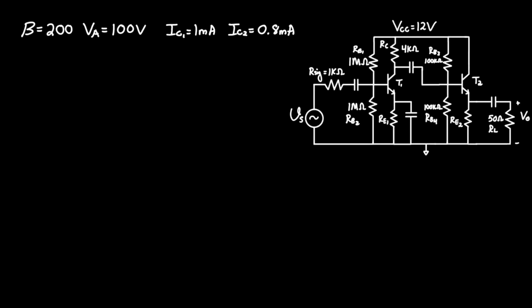Perform AC/DC analysis on this multi-stage amplifier given beta equals 200, early voltage VA equals 100 volts, IC1, the collector current through the first transistor T1 here, equals 1 milliamp, and IC2 equals 0.8 milliamps, which is also going here.